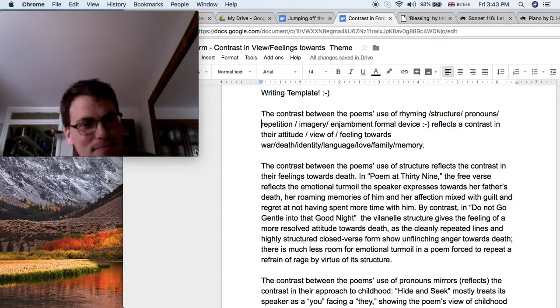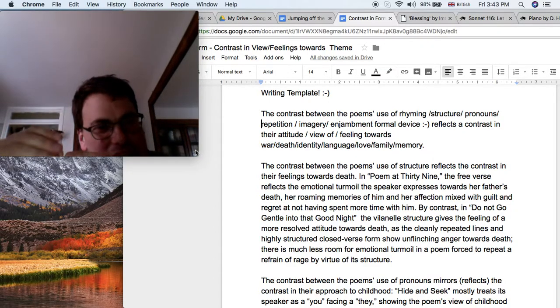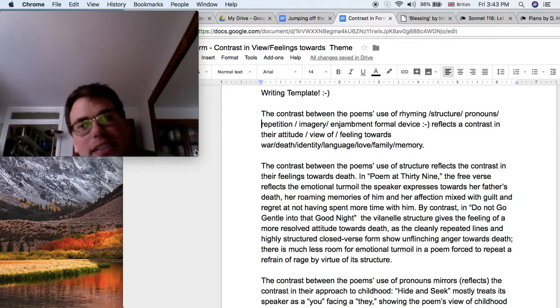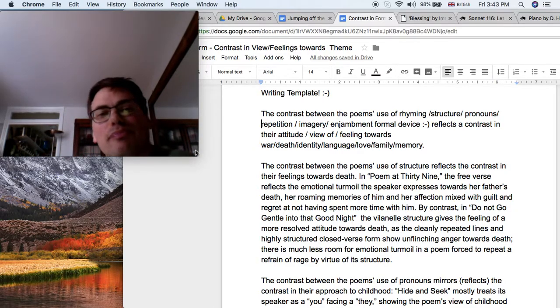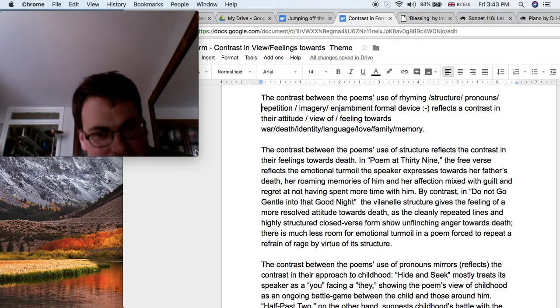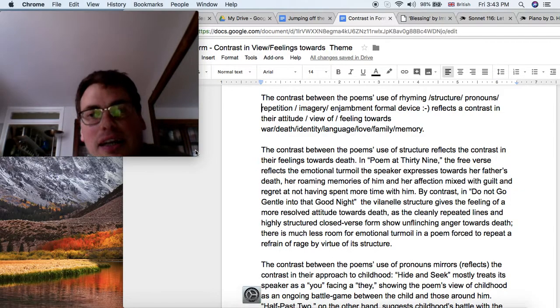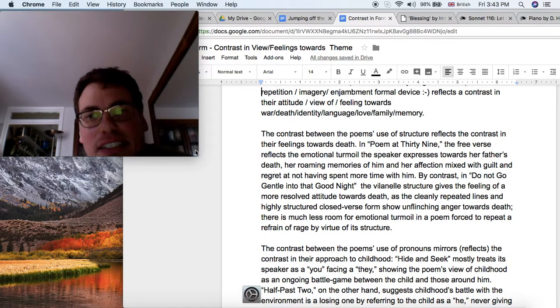So, we show the contrast between free verse and closed verse, and the contrast in emotional attitude towards a theme. And the contrast between a certain representation, a certain meaning that they give to this theme. Alright, let's see how this works in practice, because all of these things really could use the examples.